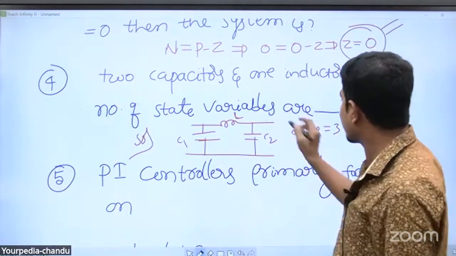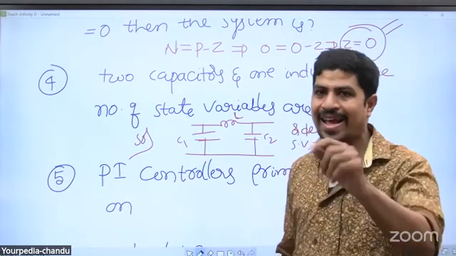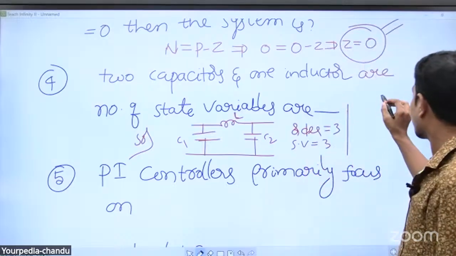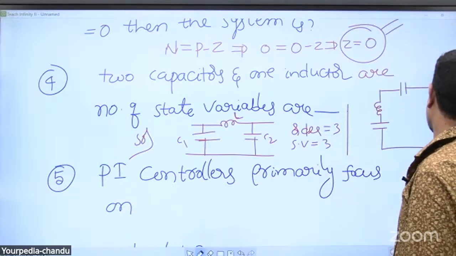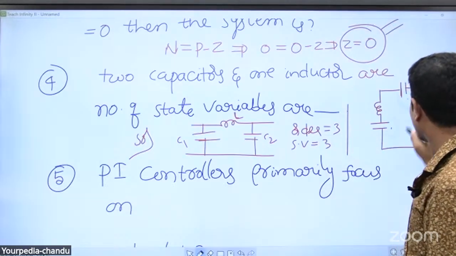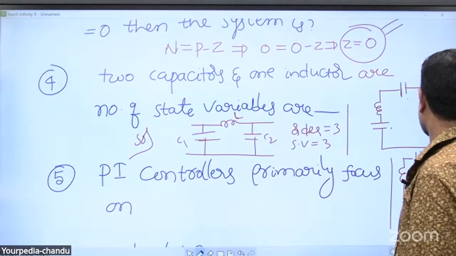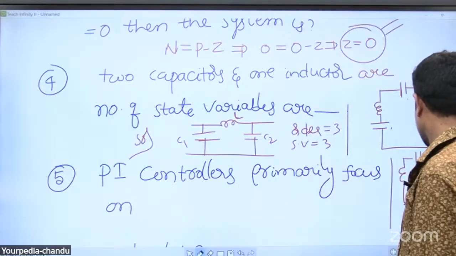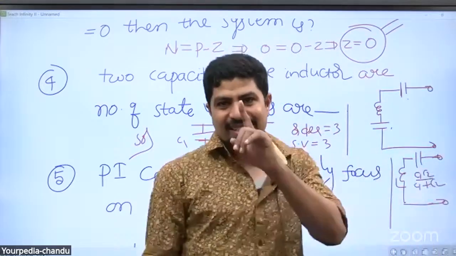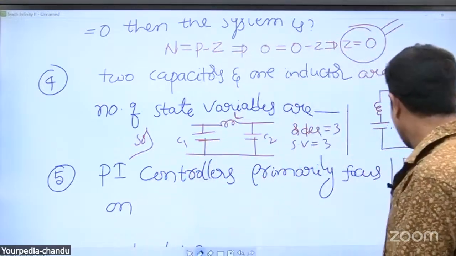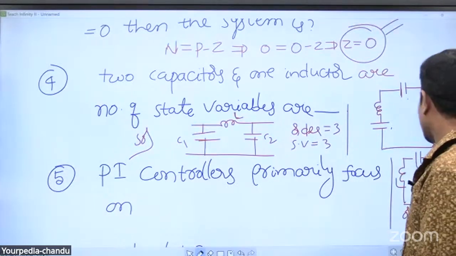Then the number of state variables is also 3, right? But if that fellow has given one inductor, one capacitor, and another capacitor in this way, these two capacitors can happily be combined into a single capacitor like this. This is C1 C2 by C1 plus C2. You know that capacitors connected in series give C1 C2 by C1 plus C2. Now it can be made a single capacitor. Now one capacitor, one inductor. Now the order is 2. Therefore, the number of state variables is also 2.